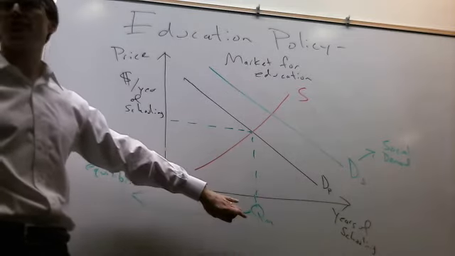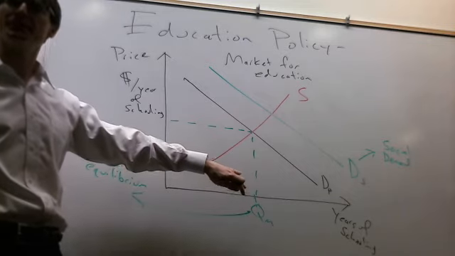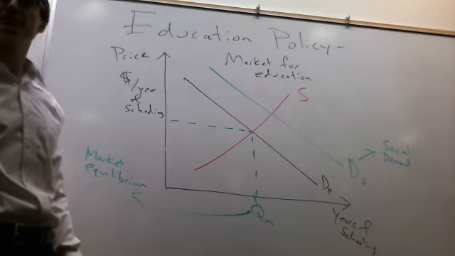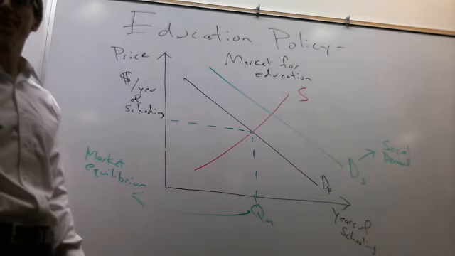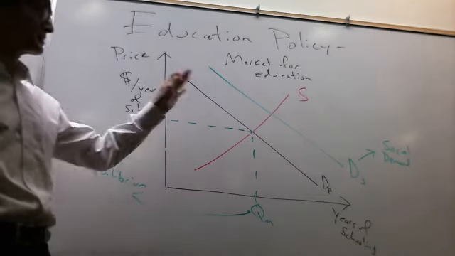However, is that the most efficient point? Is that where we want to be in terms of allocative efficiency? What do you think, Nicholas? I would assume somewhere between social demand and the demand curve. It's going to be somewhere else, right?